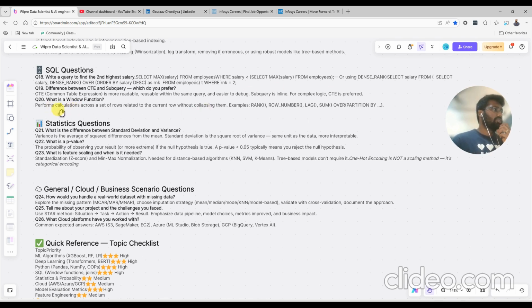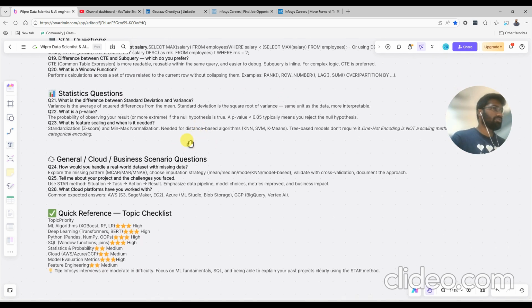Now, what is a window function? It performs calculations across a set of rows related to the current row without collapsing them, using functions like rank, row number, lag, sum over partition by. This is the window function. So window functions are one of the important topics. You should go and read about it. Some of the questions come around it.